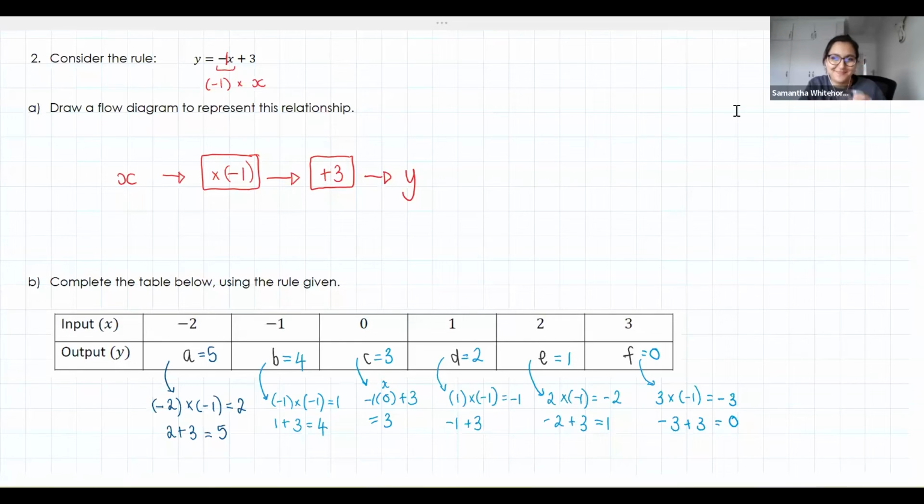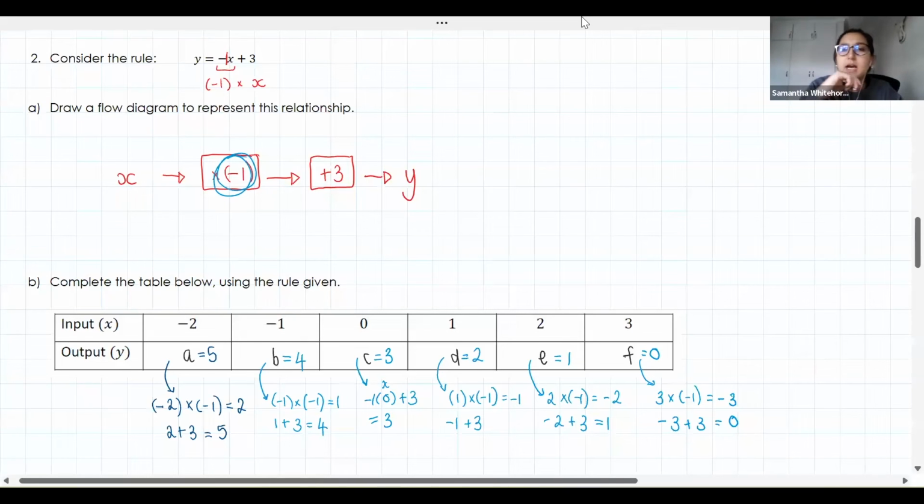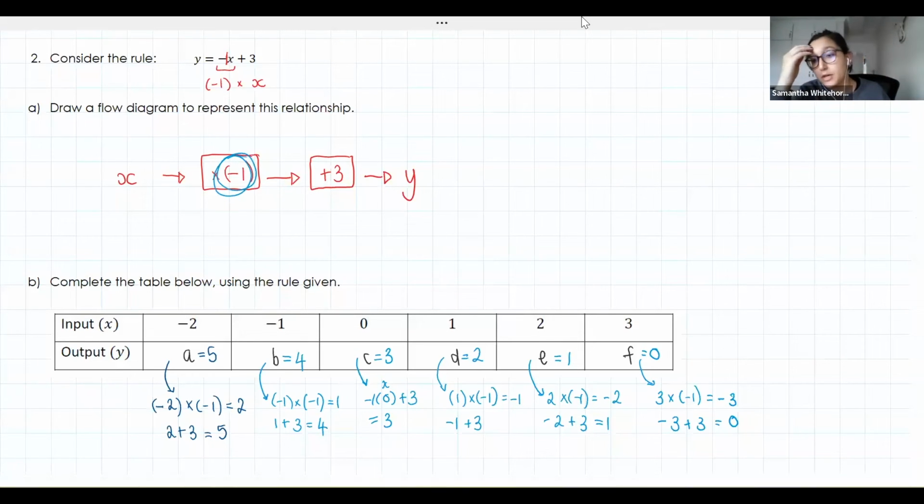Hi, ma'am. Ma'am, I would like to ask, whenever we're doing the flow diagram, for the X, should it always be in brackets? Or if we don't put it in brackets, is the answer still gonna be right? So when you say in brackets, do you mean this part of the flow diagram, whatever I'm timesing it by? Yes, ma'am. You don't have to put it into brackets.